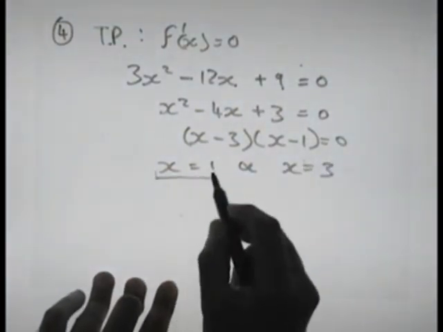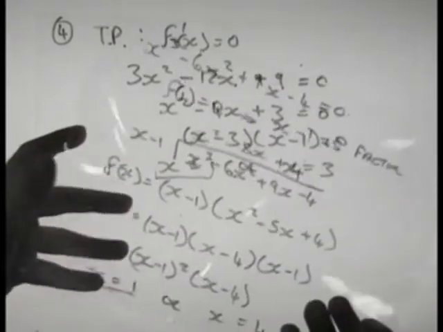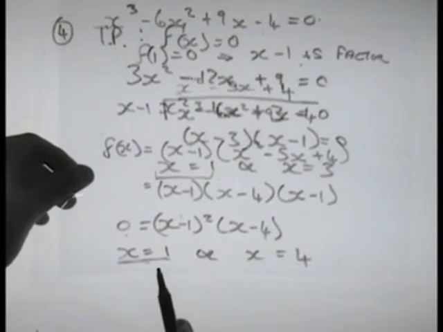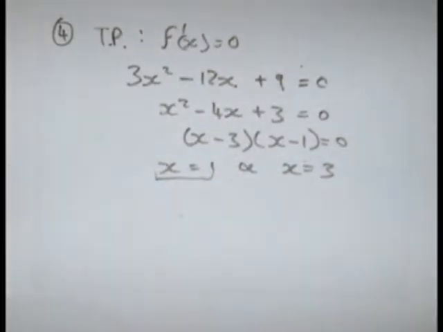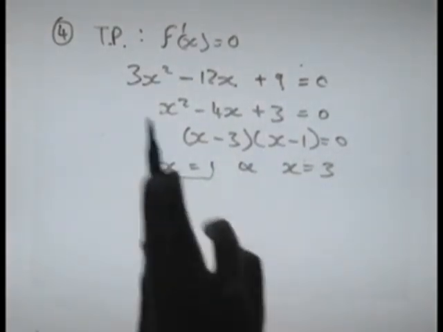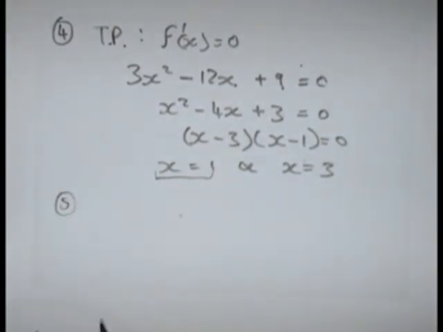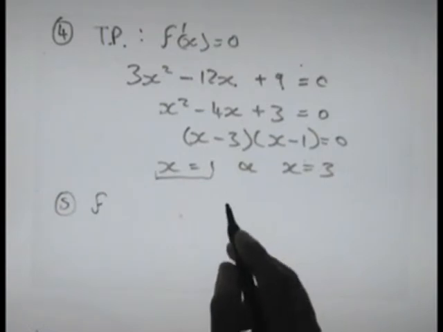I told you that point was our turning point as well as an x-intercept. Now this is only my x values of my turning point. Step 5, I still need to find my y values of the turning points.